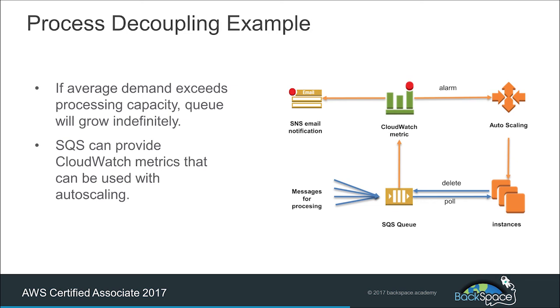But that said, that is not really a perfect solution, because we could have a situation where we just didn't have enough capacity in our processing instances to handle the average demand. And when we have a situation like that, the SQS queue will just grow and grow indefinitely to such a point that the SQS queue becomes overloaded and crashes. So we don't want that to happen.